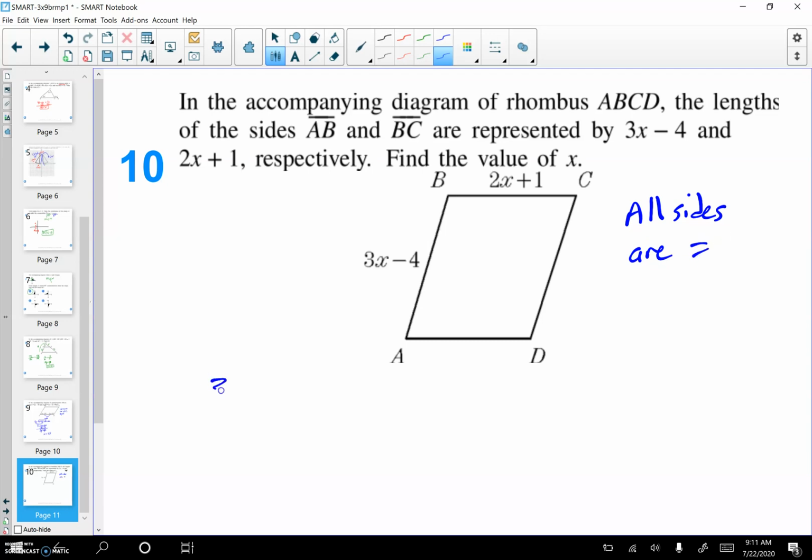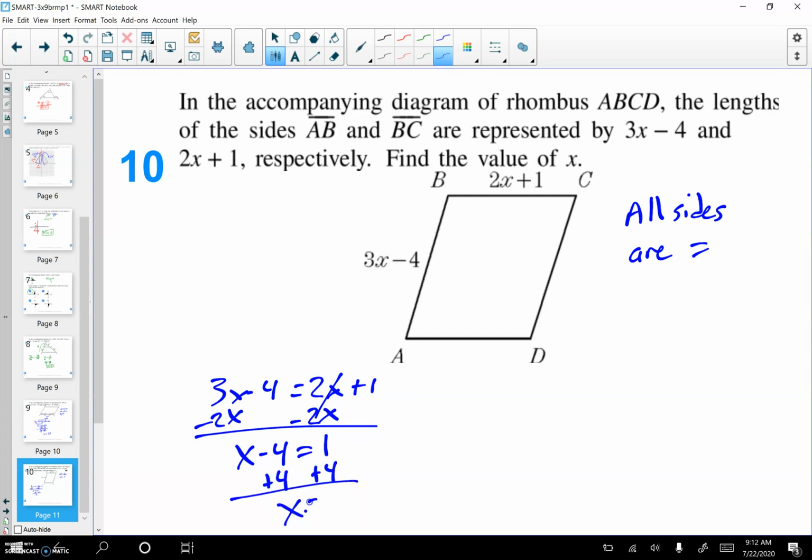So we're going to take our rhombus sides, 3x minus 4, and we're going to set it equal to 2x plus 1. So we'll subtract the 2x on both sides. x minus 4 equals 1. We'll add the 4 to both sides, and we get x equals 5. All right. So again, don't forget, if it said what was the value of the side, you just have to plug back in. 2 times 5 is 10, plus 1 is 11. So just be careful if they ask you to plug anything back in. But there's our midterm review for tomorrow.